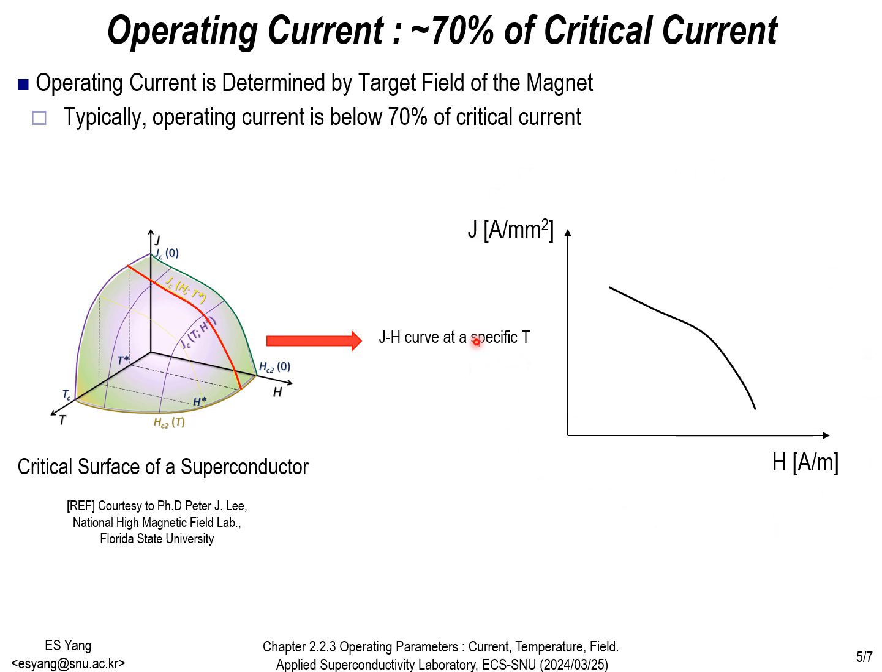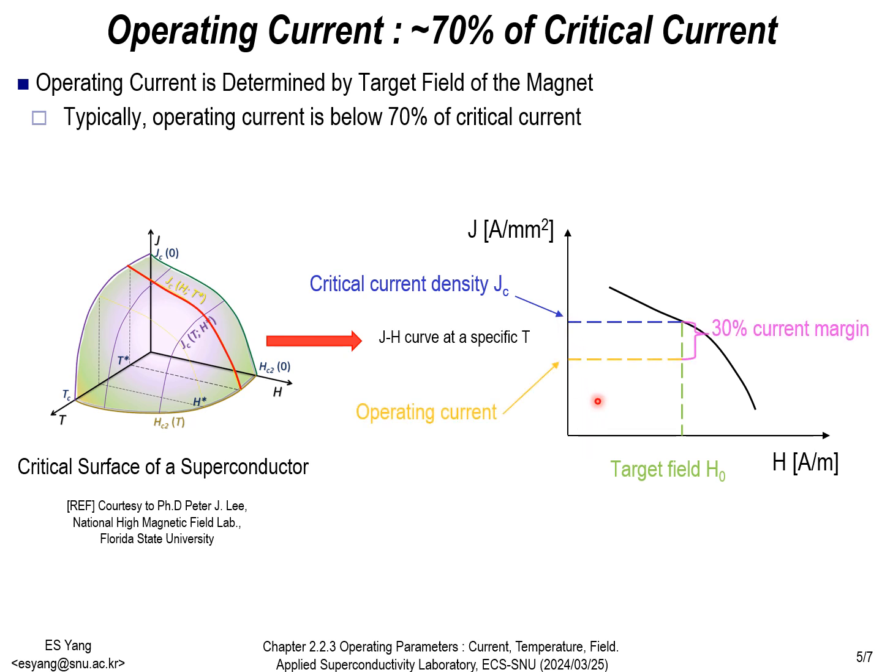When designing superconducting magnets, the target magnetic field is set, and the graph helps determine the corresponding critical current value. Typically, the operating current is set at around 70% of the critical current to provide a margin of safety against quench, which occurs when the operating current exceeds the critical current.